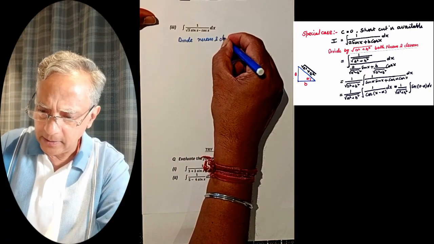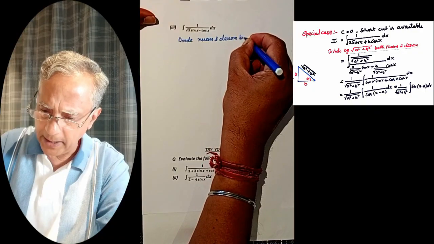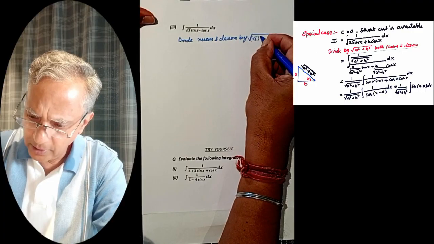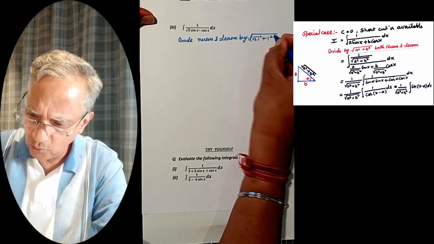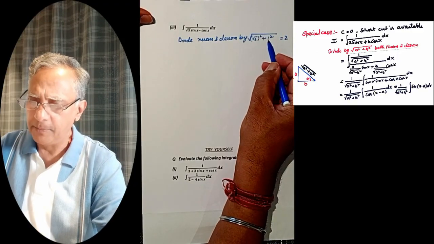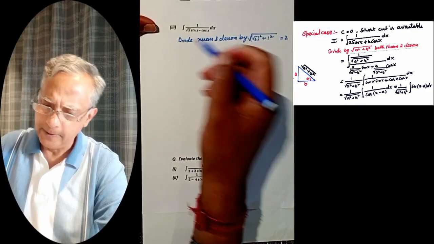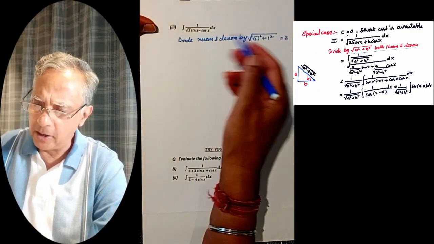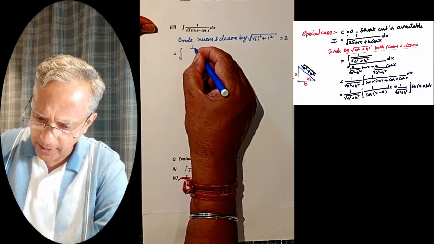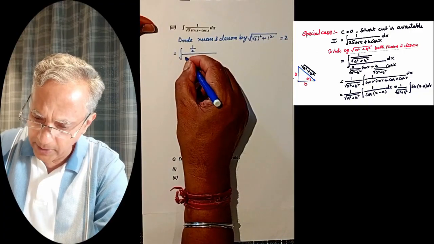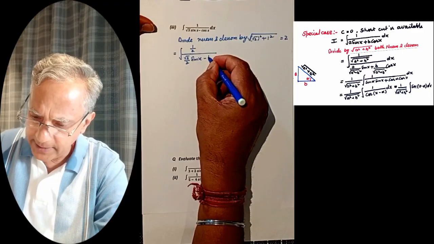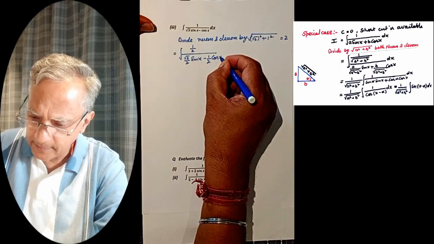numerator and denominator by under root of root 3 whole square plus 1 whole square. That is 3 plus 1 is 4, and 4 under the root is 2. So we will divide numerator and denominator by 2. So this will be equal to integral 1 by 2 whole divided by root 3 by 2 sin x minus 1 by 2 cos x.